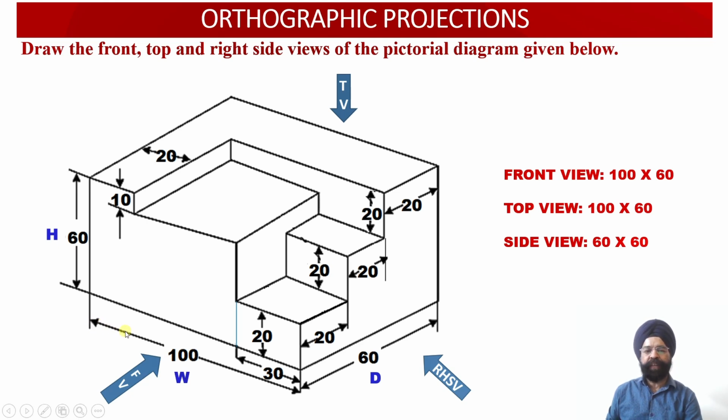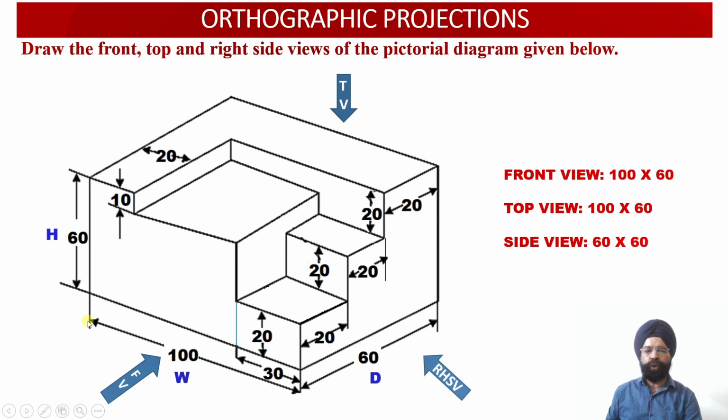Now from the front view we can observe that the width of the solid is equal to 100 millimeter and the height of the solid is equal to 60 millimeter. So the front view face will have the dimensions 100 millimeter by 60 millimeter, right? So these are the dimensions of the front view face. Then let us evaluate the top view face.